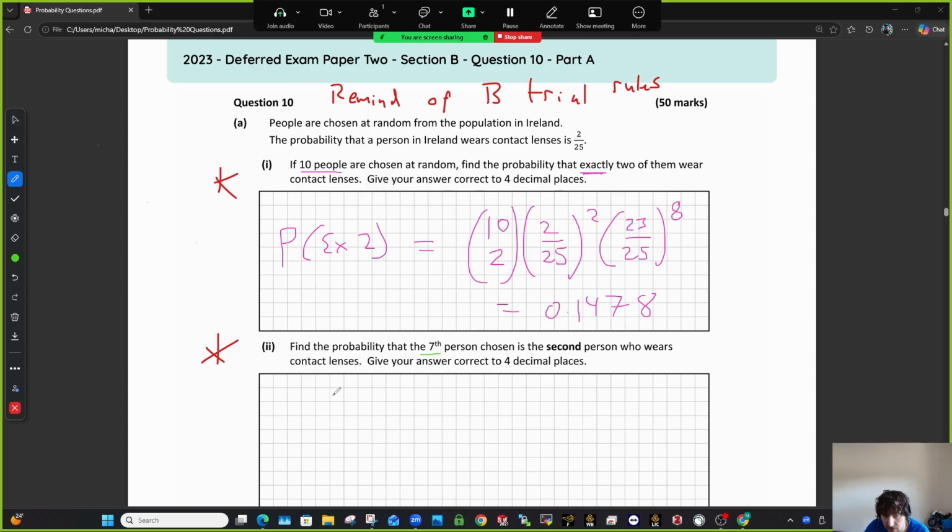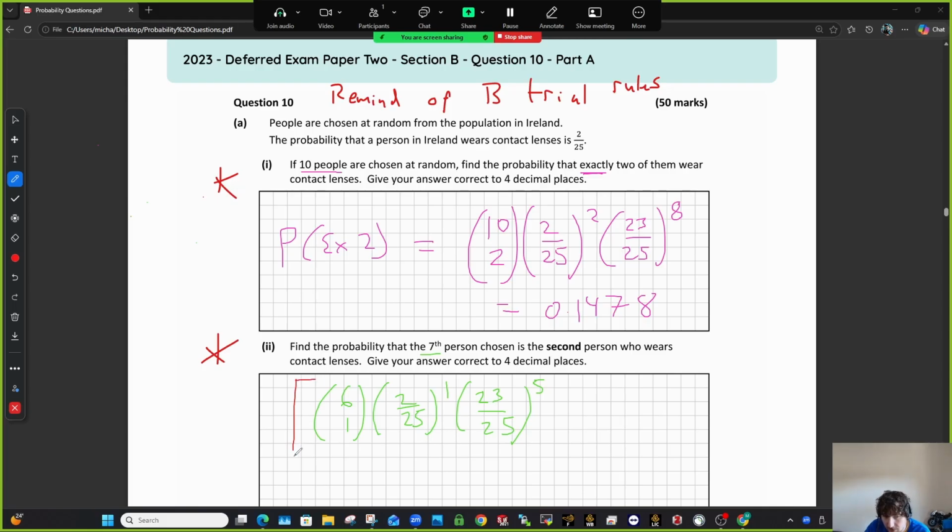So that's only 1 success in 6 attempts. So that would look like this: 2 over 25 to the 1, 23 over 25 to the 5. So what is that I've written there? That is the probability that in 6 people picked, there's only one contact lens person among them.